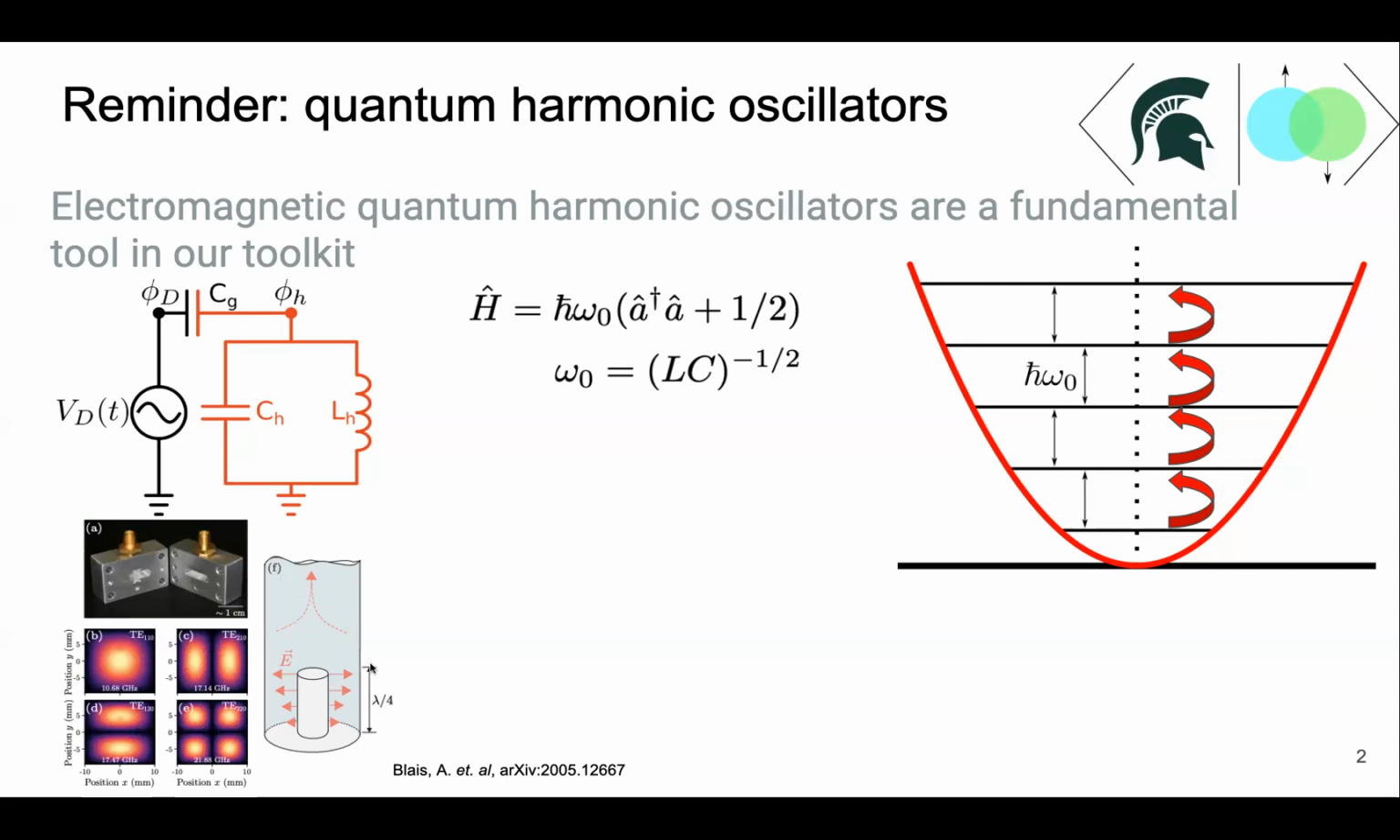And then there are also many types of geometries you can use here. The one on the right is something called a stub resonator, where the electric field comes out of this stub, and we can use that to couple to our qubit as well. Okay.